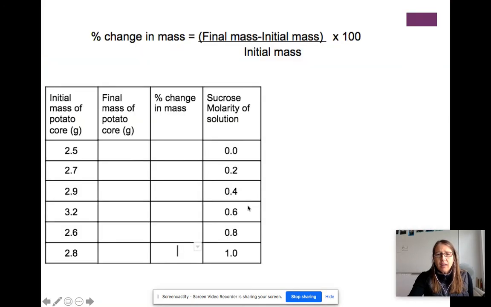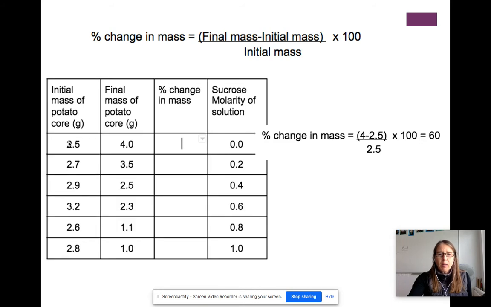And here's the data that we collected initially. So we have an initial mass of the potatoes that we put in each of these solutions. So, 2.5, 2.7, 2.9, 3.2, 2.6, and 2.8. So the initial masses for each of those sucrose solutions. And then after they sat overnight, we'll blot them off and dry them, as best we can, and then weigh them again. And we're going to get a final mass.